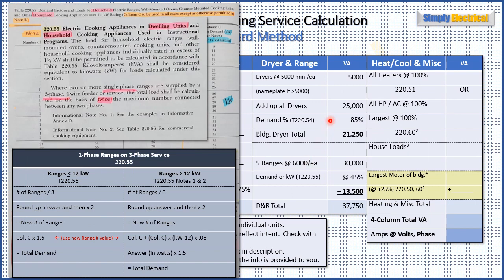So then we take our dryer total and our range total, and we come up with 37,750. Our dryer and range total for the building is 37,750 VA.